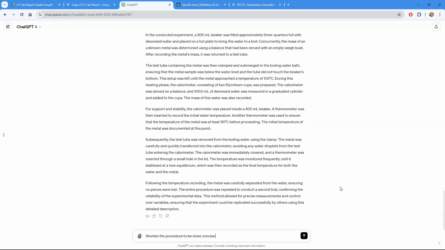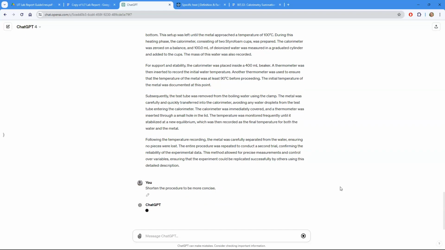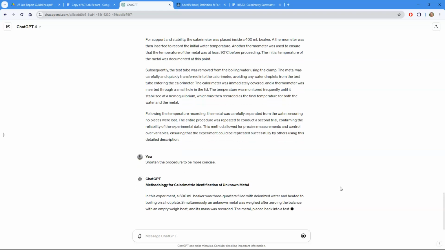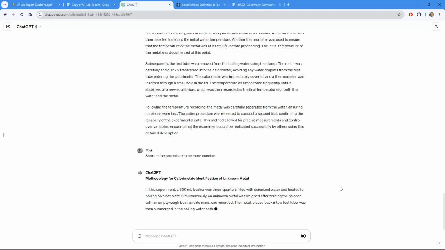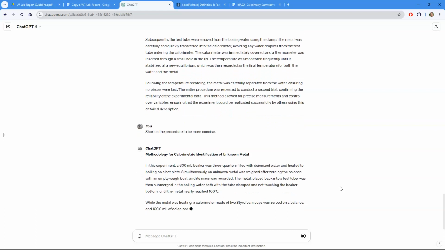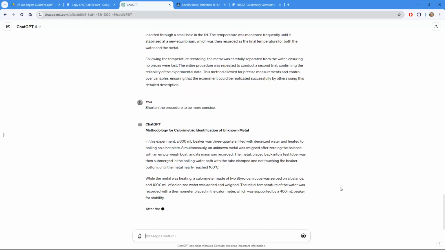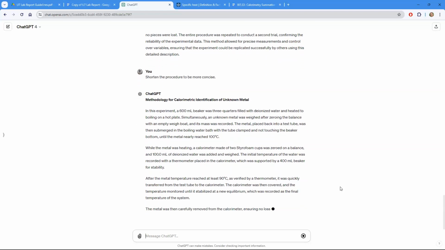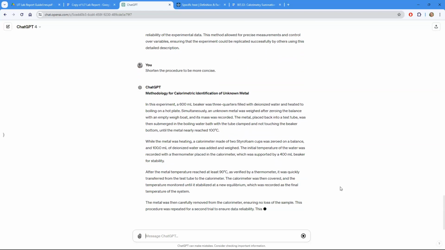So shorten the procedure to be more concise. So let's see if it does that. Okay, so again, it's written in past tense. It's written in third person. And it's shortening it up a little bit to remove some of the extra fluff that was included in the first time.